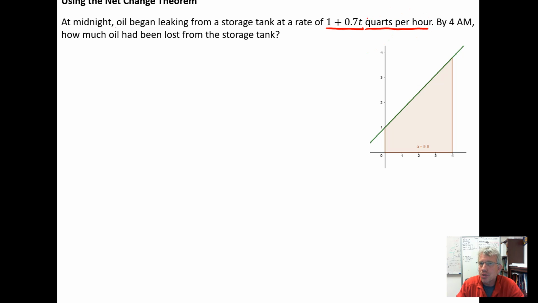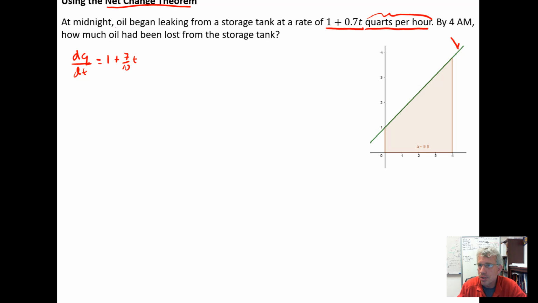So I see this phrase here, quarts per hour, and right away I know that's a rate of change, which means I can use the net change theorem, which says that if I integrate a rate of change over a time interval, I get the total change that happened. So if I want to use q to represent quarts, I could say this is dq/dt, the change in quarts with change in time, is 1 plus 0.7t, which is really 7/10 of a t if I want to write it as a fraction.